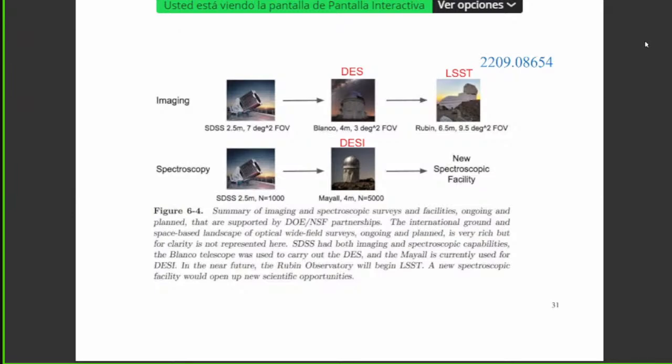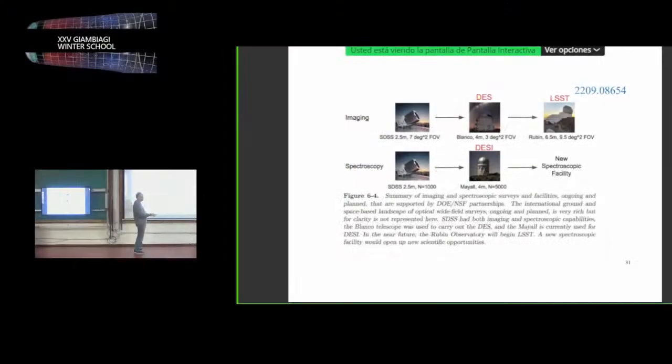Let's look at the imaging first. The evolution was the Dark Energy Survey, which we talk about, and its successor is the LSST, which I'm also going to talk about. I'm not going to talk much about spectroscopy, sorry. Maybe you can tell us a little more. But it also started with the Sloan Digital Sky Survey, and BOSS and eBOSS were all conducted here. And now DESI is the successor of this.